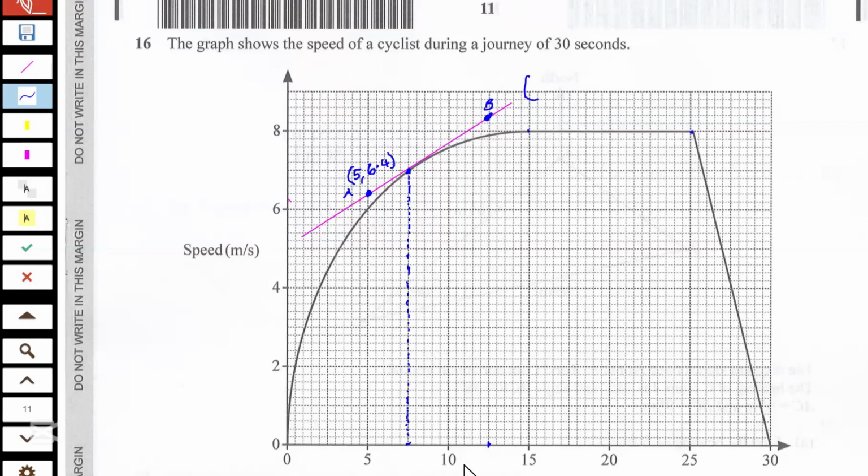now here we've got 2 units to represent 1. So if this is 5, 6, 7, 8, 9, 10. So we're going to have here 10, 11, 12. So this is 12.5. The X coordinate is going to be 12.5.